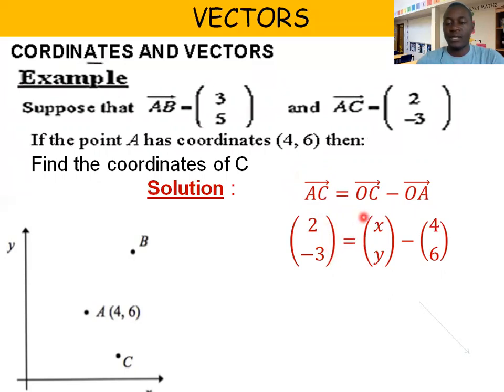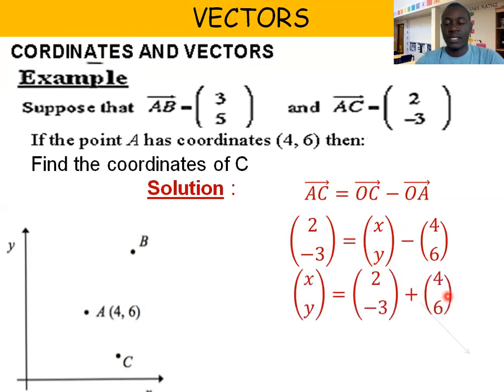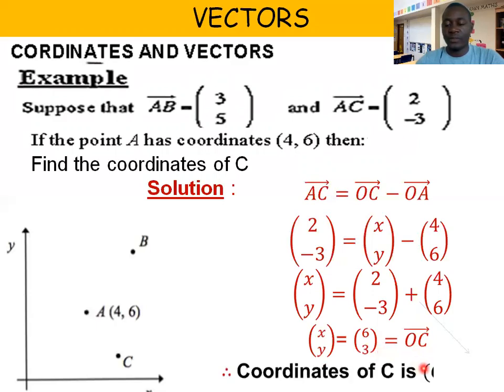And my OC is what I am looking for. So that would be (x, y). Then my OA is (4, 6) once again. If I simplify this, that gives the vector (2, -3) plus (4, 6). And the vector (x, y) gives me (6, 3). And that is my column vector that represents OC. So my position vector OC is (6, 3). Therefore, the coordinates of the point C is (6, 3).